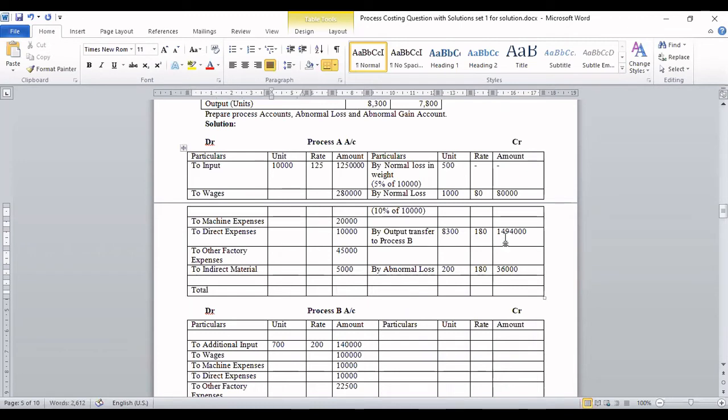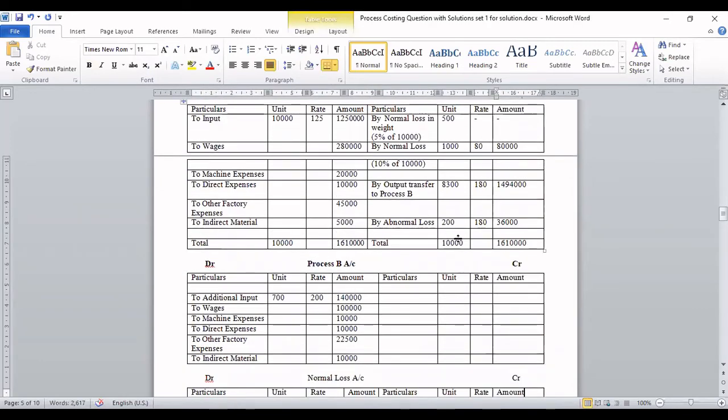So tell me the total: debit side and credit side will get the same. Just check. Yes or no? And what is the total amount? Just tell me fast. 16 lakh 10,000. Both the sides are the same. Just cross check. Yes, sir, 16 lakh 10,000. Done? Now, just move to the next process.